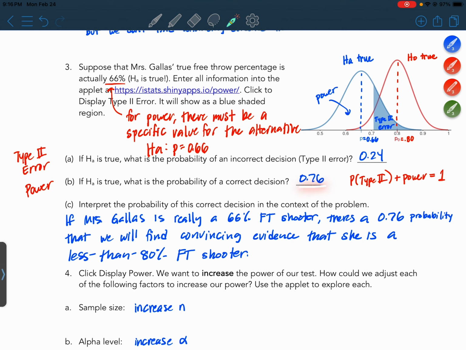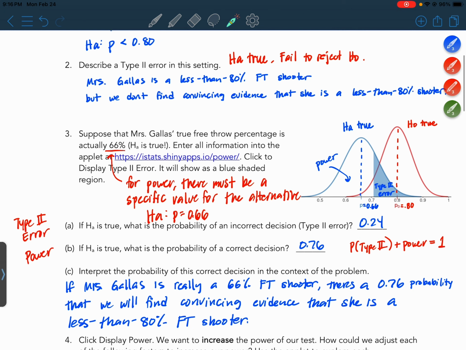And there's a 0.76 probability, or a pretty high likelihood, that we find convincing evidence that she is a less than 80% free throw shooter. So we find evidence for the alternative hypothesis.